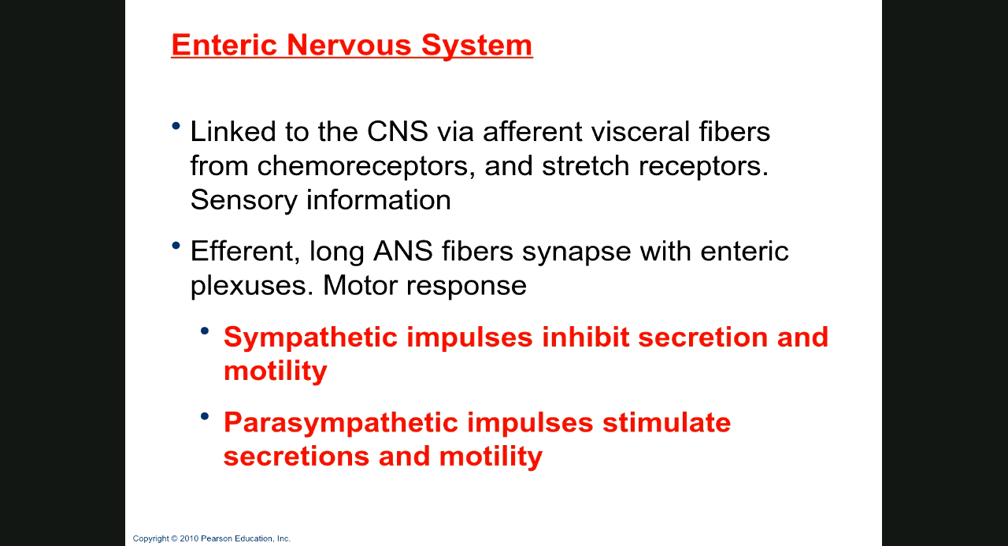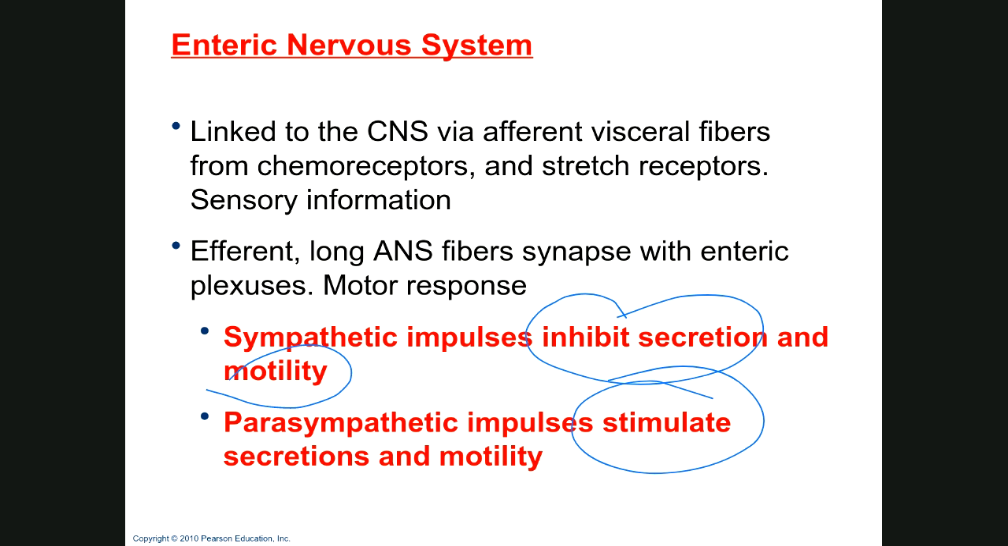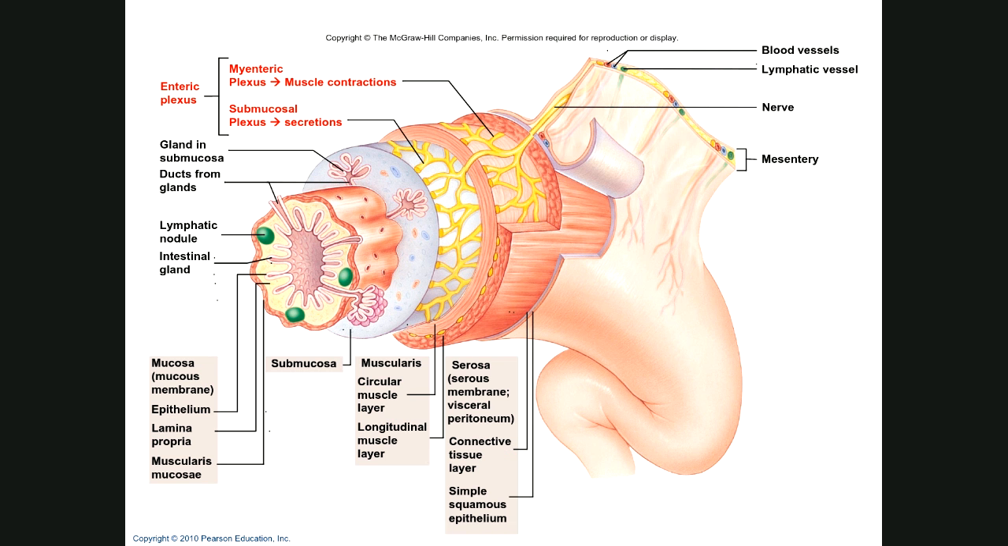And this is going to be autonomic nervous system control. So some of those nerves are going to be sympathetic nerves, others are going to be parasympathetic nerves. The sympathetic nerves are going to inhibit the muscles. The parasympathetic are going to stimulate the muscles. So in general, sympathetic stimulation of the GI tract inhibits the secretions and the movement of the muscles of the GI tract. Parasympathetic stimulation of the GI tract stimulates secretion and movement of the GI tract.